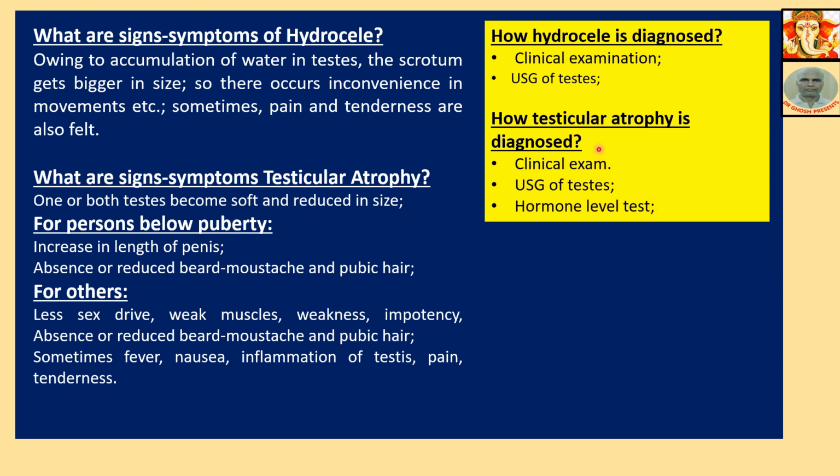When testicular atrophy is there, the production of testosterone will be less. Naturally, the hormone level will be less. That is one more test. But the final test is USG. Mind that.